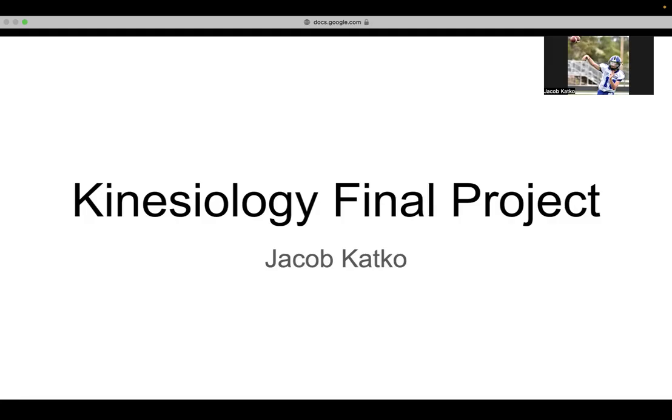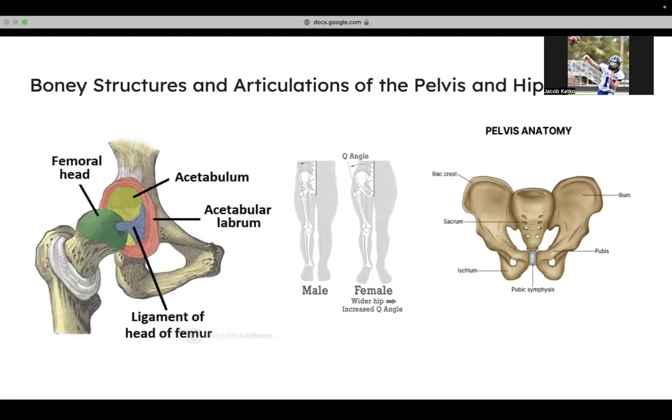Today I'm gonna go over the kinesiology final project, starting off with bony structures and articulations of the pelvis and hip. On the left is a picture of the makeup of a hip. You see the femoral head and then the hip labrum essentially, which helps with function of the hip.